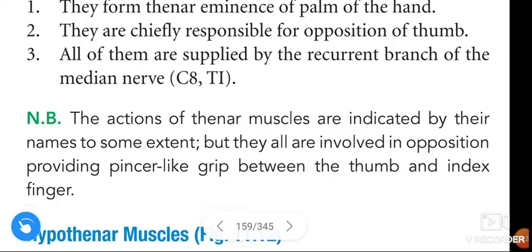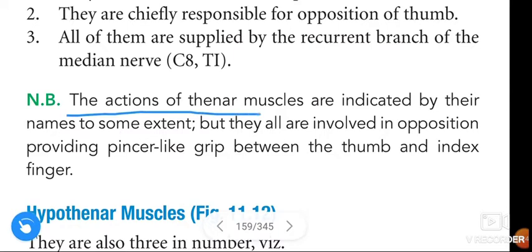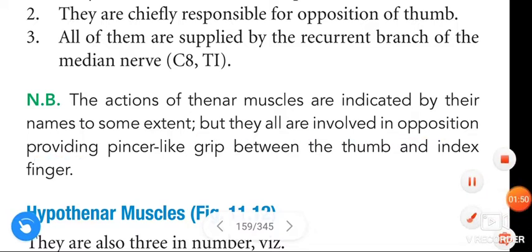Next, coming to the note. The actions of the thenar muscles are indicated by their names to some extent, but they all are involved in the opposition, providing a pincer-like grip between the thumb and the index finger.